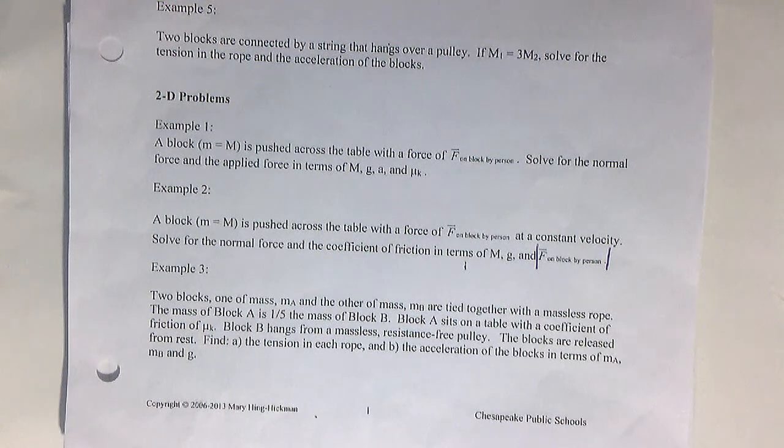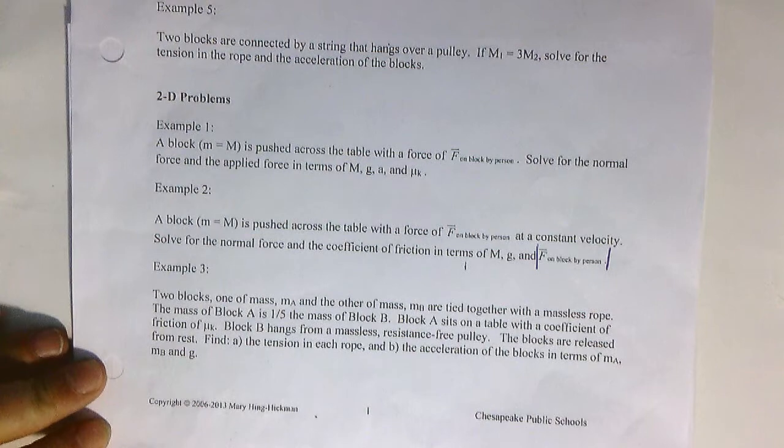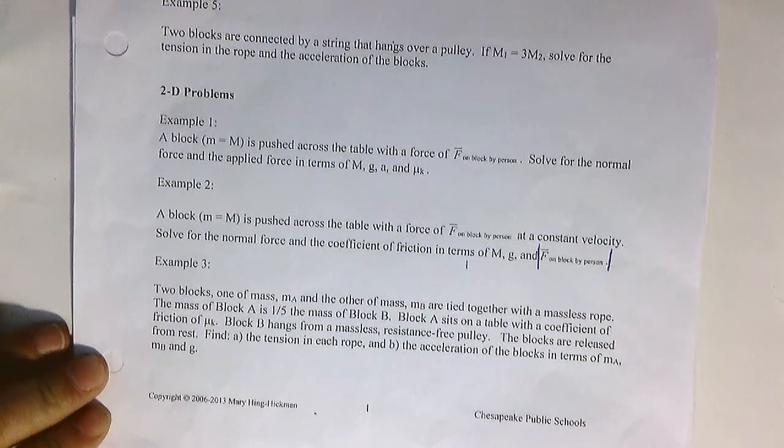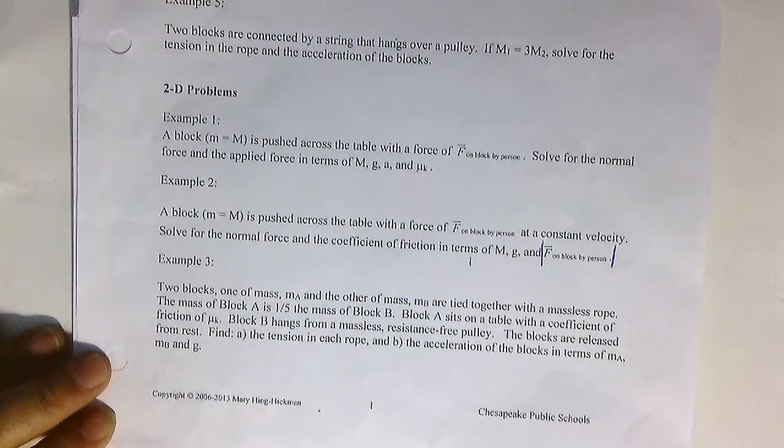We're going to be assuming that the massless rope has the same tension throughout the rope. We're going to assume that tension is the same for both blocks. And therefore, since both of the blocks are connected by that rope, we're going to assume that the acceleration of both of the blocks is the same magnitude. Notice I said same magnitude.